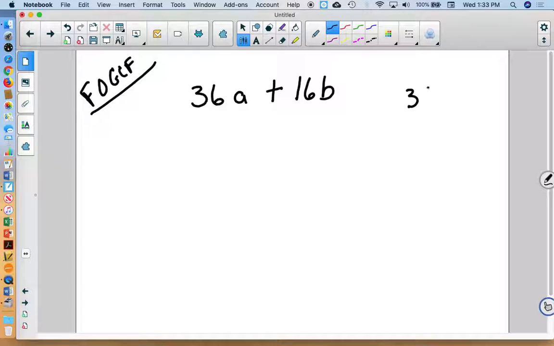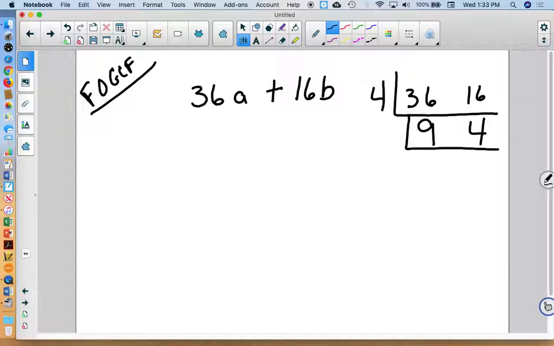I'm going to use the ladder. Okay? I know the number 4 will go into both of them. Just any number that you choose that will go into both. And 4 goes into 36 9 times, and 4 goes into 16 4 times. Is there any other number that will go into 9 and 4 both evenly? No. So in this case, I happen to choose the GCF. So my GCF is 4.